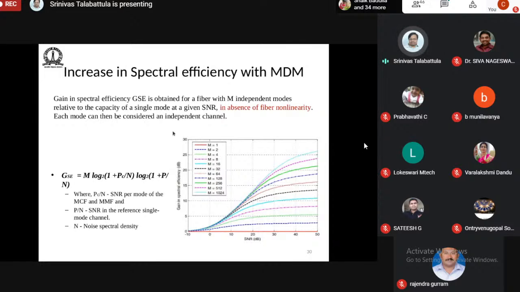So you know that there is an increase in spectral efficiency at the cost of other impairments. Let us assume there are no non-linearities or various other crosstalks and all those things. So you can increase the capacity of an optical fiber several fold by using this multimodal communications.